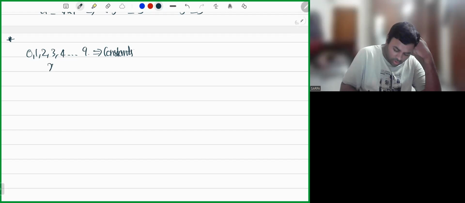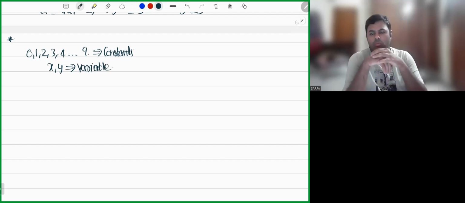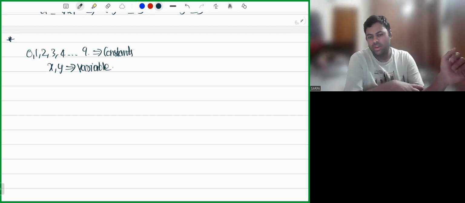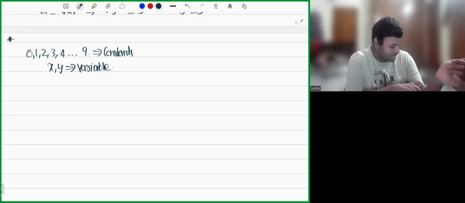This x and y, what is there? We call it a variable. Now, what do you mean by variable? What do you mean by constant? Constant means it is fixed. Variable means it can change, it can be any value depending upon the equation in which we are putting it.